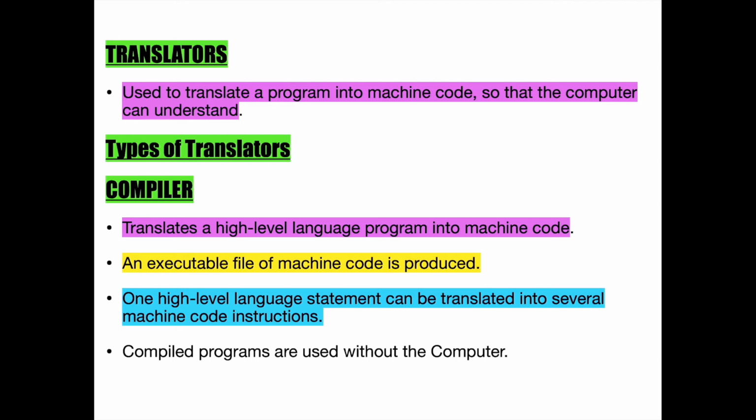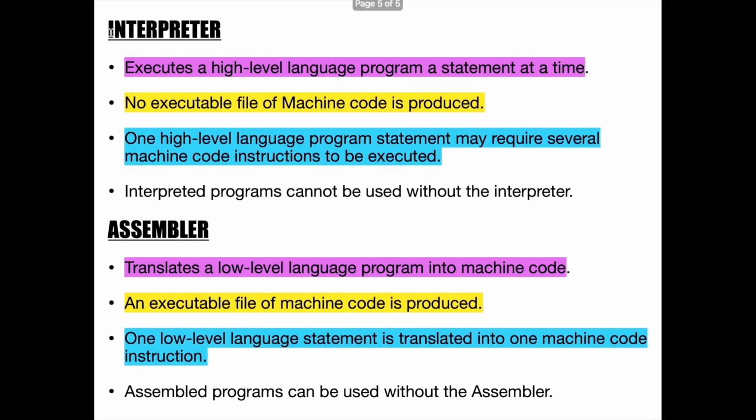The next type of translator is the interpreter. An interpreter executes a high-level language program a statement at a time. No executable file of machine code is produced at the end of this process. One high-level language program statement may require several machine code instructions to be executed. Interpreted programs cannot be used without the interpreter.